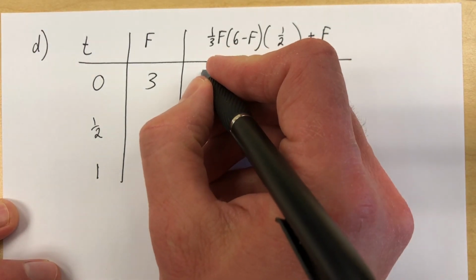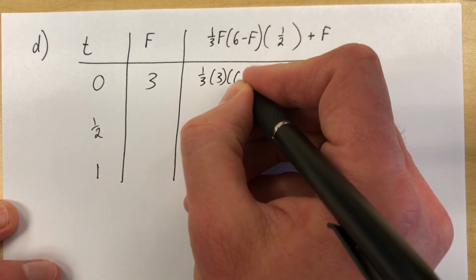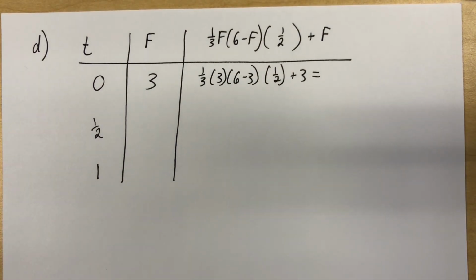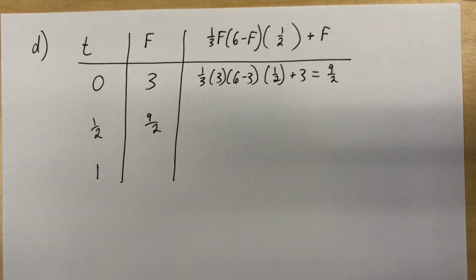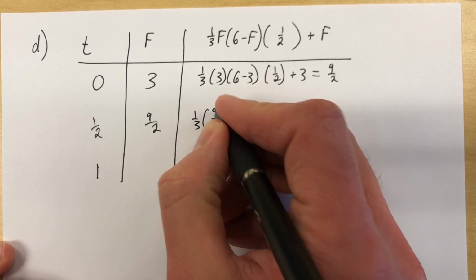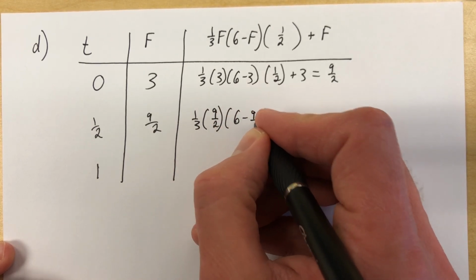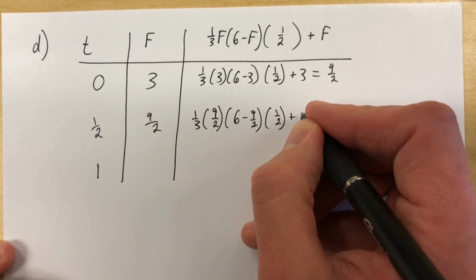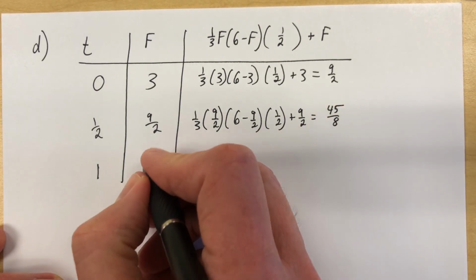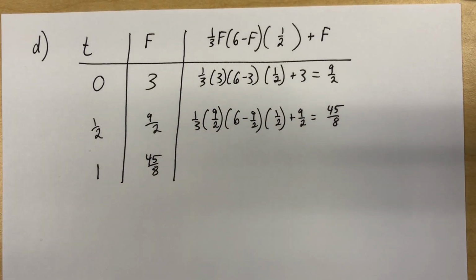So let's start plugging in some things and cranking out some answers. So 1/3 times 3 times 6 minus 3. We've actually already done this process. Times 1/2, and then plus 3 again. And I am going to go a little bit faster here, and I'm double checking to make sure that what I have is what I had when I worked this out. Yeah, 9/2. That's 9/2. So we have 9/2 there, and we'll plug it in here as well. So 1/3 times f, and then 6 minus f times 1/2, and then plus f again. And that gives me lots of fantastic math, and it gives me 45/8, actually, which goes here, and that is my answer for the Euler's method. Now, there's another part to it, but we will take care of that in just a moment.